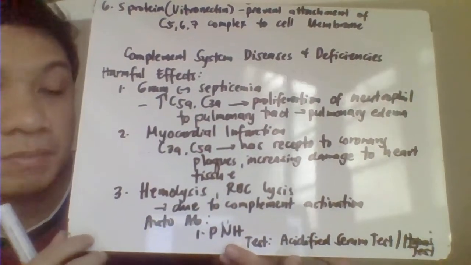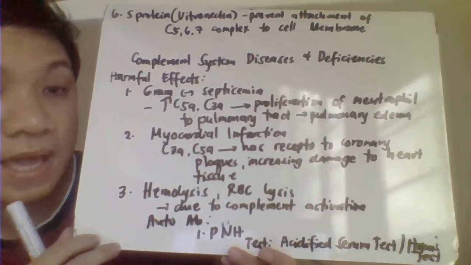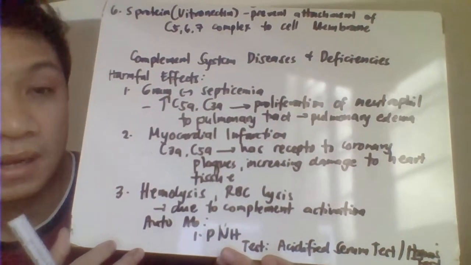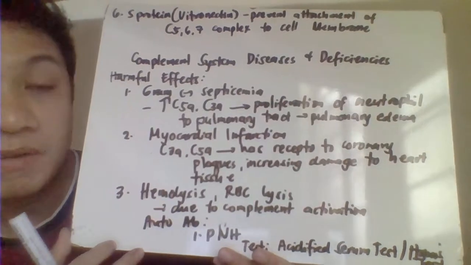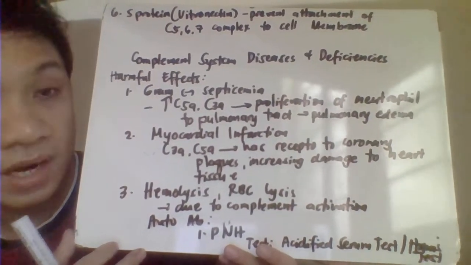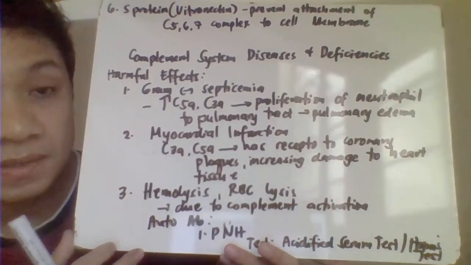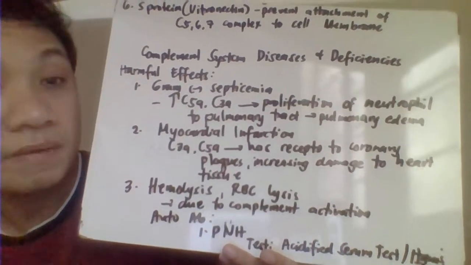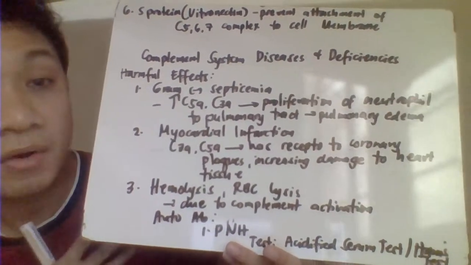Myocardial infarction: it has been noted that your C3a and C5a have receptors on your coronary plaque. And if the patient, for example, has a myocardial infarction, if your complement has been activated, it can also increase the severity of the damage to your myocardial heart.